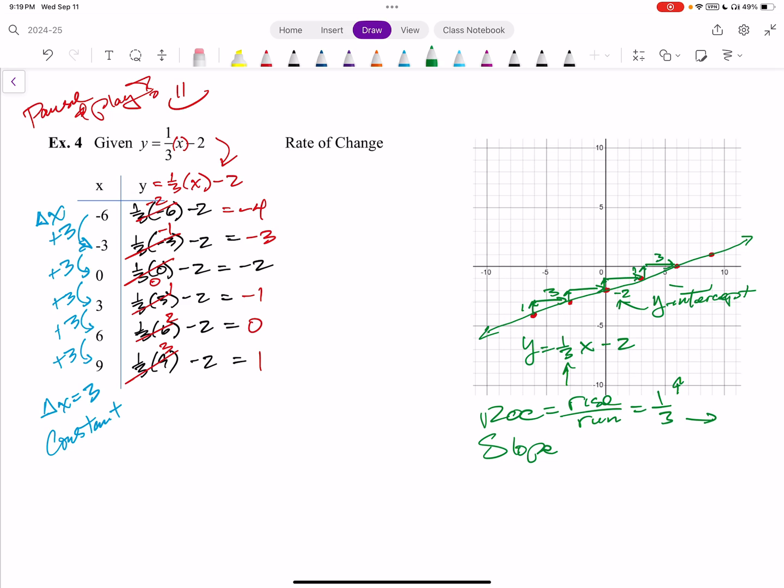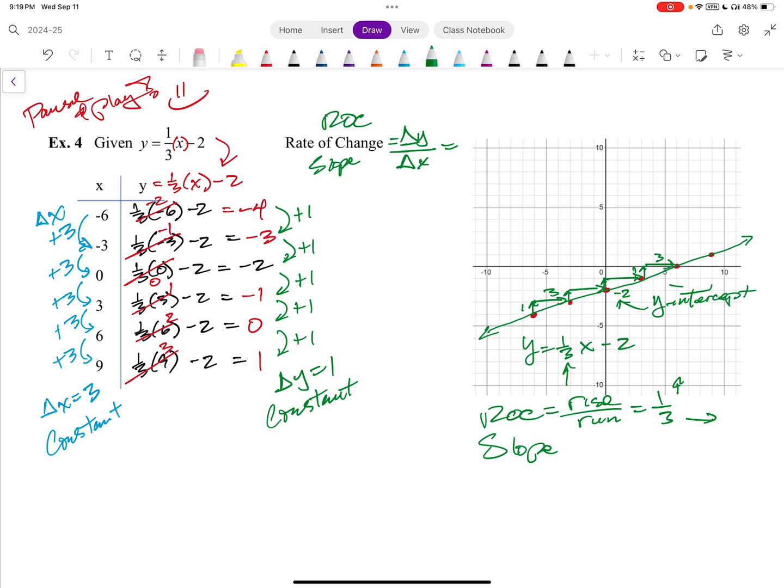How about your change in y? From -4 to -3 is +1. From -3 to -2 is +1. -2 plus 1 is -1. Plus 1 is 0. Plus 1 is 1. So your delta y is 1, and it's constant. And this always happens for linear functions. So your delta y divided by delta x, your rate of change, or the slope of the linear function, is equal to 1/3, which makes sense because I gave you the linear function here. This is your slope of the linear function.